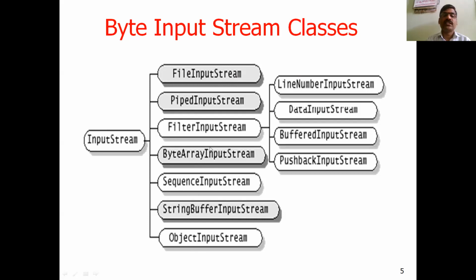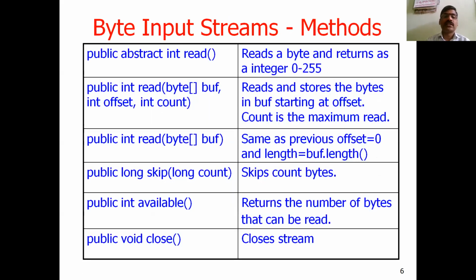From this filter input stream subclass, further we have derived 4 more subclasses which are line number input stream, data input stream, buffered input stream, and pushback input stream. So these 4 classes are the subclasses of filter input stream. So this is the class hierarchy of byte input stream classes.